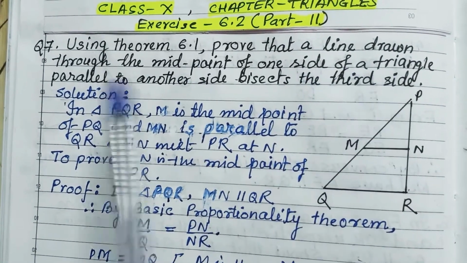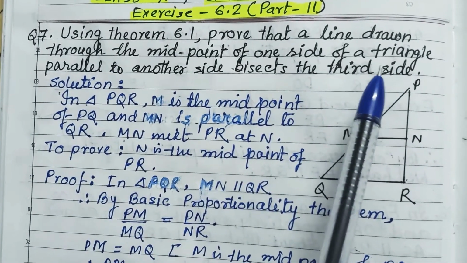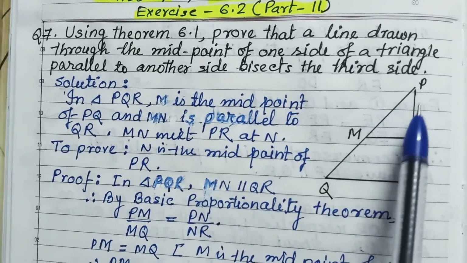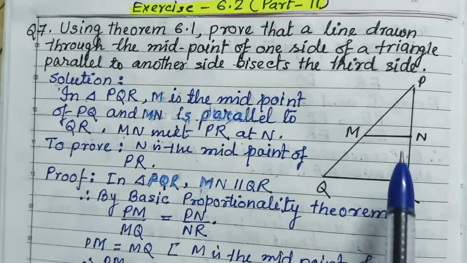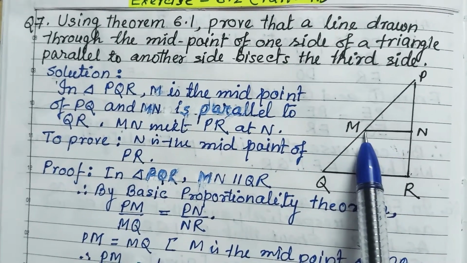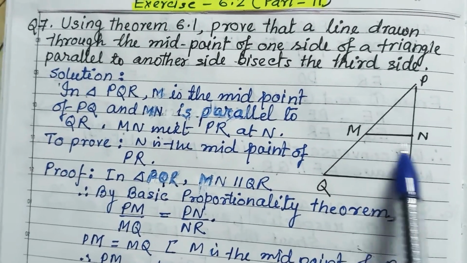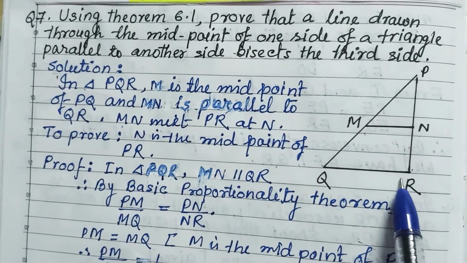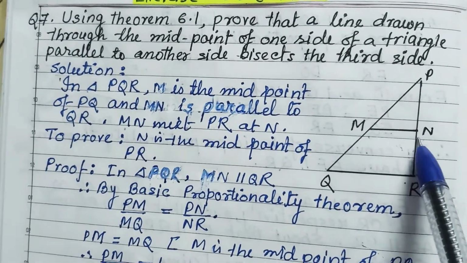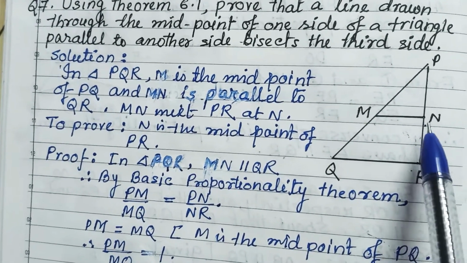Prove that a line drawn through the midpoint of one side of a triangle, parallel to another side, bisects the third side. This you have to prove. In triangle PQR, M is the midpoint of PQ and MN is parallel to QR. MN meets PR at N. To prove: N is the midpoint of PR.